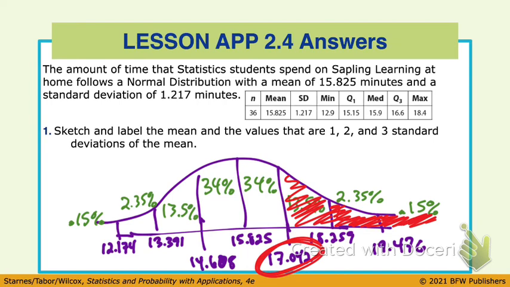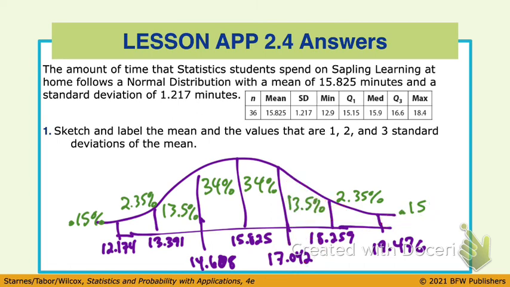Perfect. All right, so here's what we're going to do today. Today we're going to deal with what if it is not on the exact standard deviations. So what if I wanted to know the proportion of students that spend like 15 minutes or longer? That's not on an exact standard deviation. So what do I do? That's what we're going to talk about today.